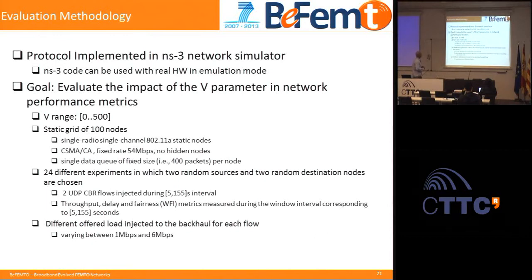We consider as technology for the backhaul low cost and licensed spectrum based on 802.11a, configured to 54 megabits, and we configure the Wi-Fi MAC layer so that no hidden nodes are attained. So we don't have propagation errors. We just can lose packets due to queue drops in the home node Bs. So this is a simple setup in terms of wireless propagation and wireless errors.